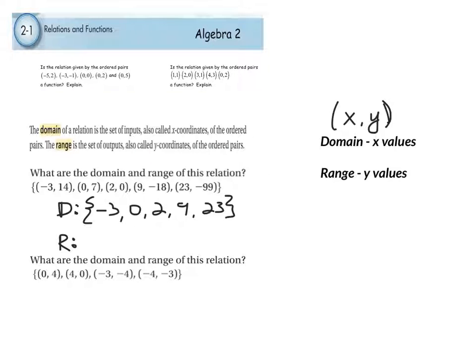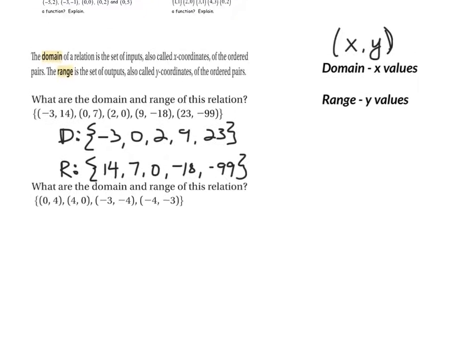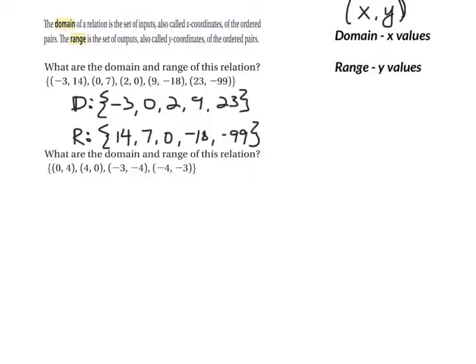The range is the set of the y values. As you see the pointer, it's pointing at the second value in each ordered pair, the y values. So the range here is 14, 7, 0, -18, and -99. Okay, remember, domain is x values, range is y values. So let's take a look at this next one.